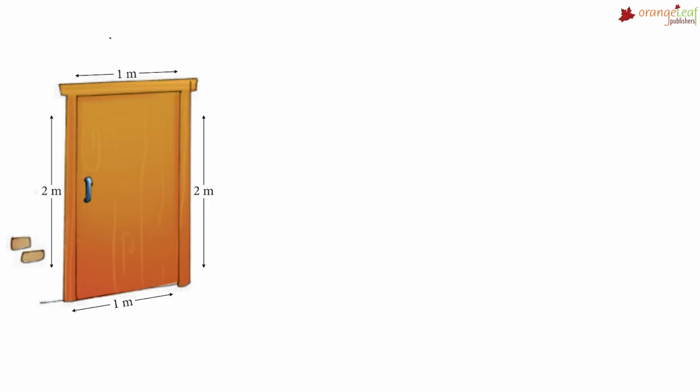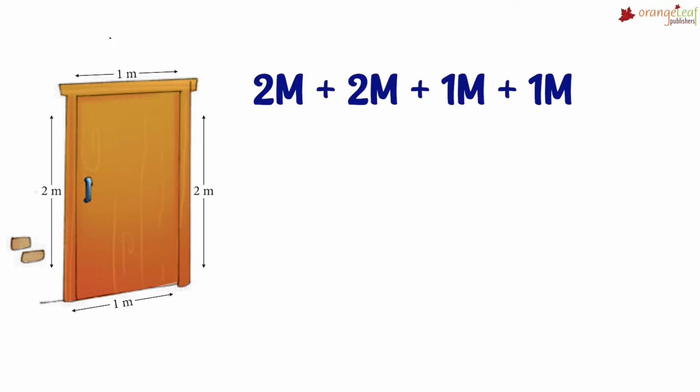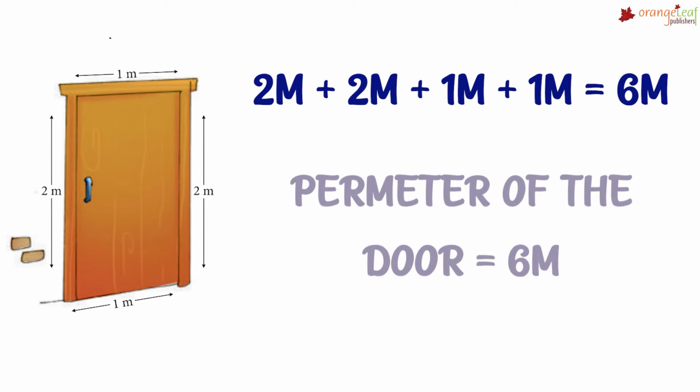Now, if we have to find the perimeter of a door, we again have to add the length of the 4 sides. We can see that the door is 2 meters on 2 sides and 1 meter on 2 sides. The sum of all the sides is 6 meters. So the perimeter of the door is 6 meters.